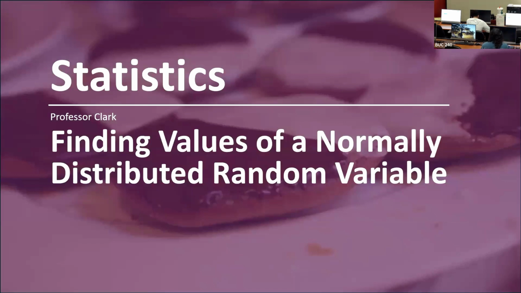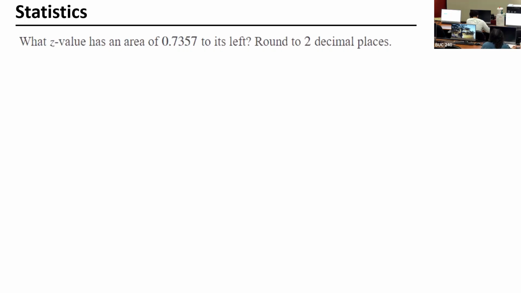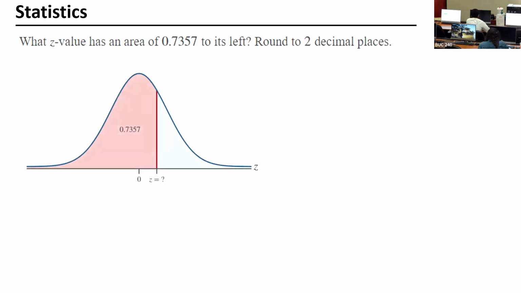Alrighty, finding the value of the normally distributed random variable. Let's remember on this one in 6.4, like I said, we go through this super quick, just so you can remember how this was done. On this one, remember what it was saying: it's going to give you the area, but it doesn't give you the z-score.